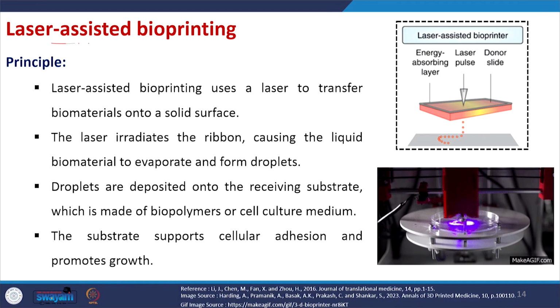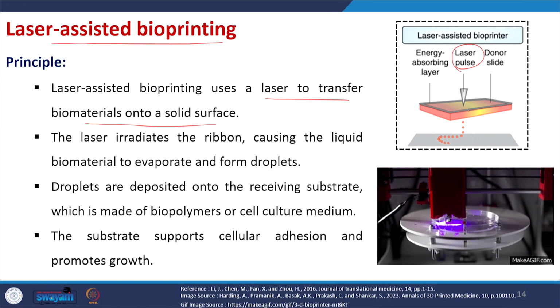The third one is laser assisted bioprinting. Here we will be using a laser to transfer the biomaterials onto a solid surface. So, you can see here we are going to use these laser pulses and the cells are loaded here. With respect to the laser pulses, the cells are deposited on the substrate. The substrate may be made up of biopolymers or it can be cell culture medium, and the substrate supports the cellular attachment and promotes the growth of the particular tissue.